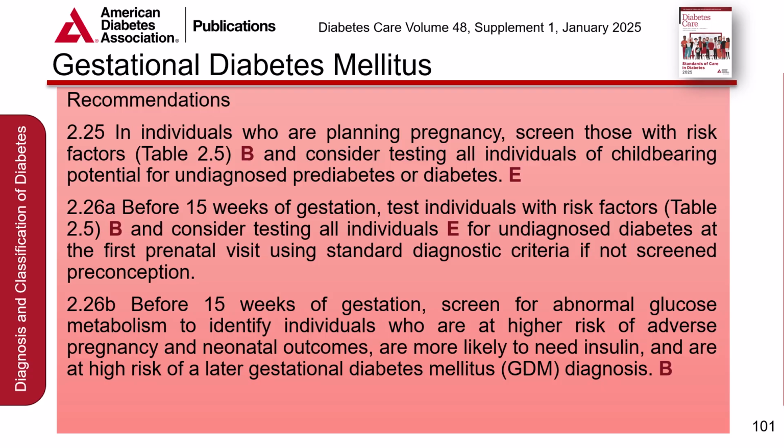Before 15 weeks of gestation, test individuals with risk factors, level of evidence B, and consider testing all individuals, level of evidence E, for undiagnosed diabetes at the first prenatal visit using standard diagnostic criteria, if not screened preconception. 2.26b. Before 15 weeks of gestation, screen for abnormal glucose metabolism to identify individuals who are at higher risk of adverse pregnancy and neonatal outcomes, are more likely to need insulin, and are at high risk of a later gestational diabetes mellitus diagnosis. Level of evidence B.